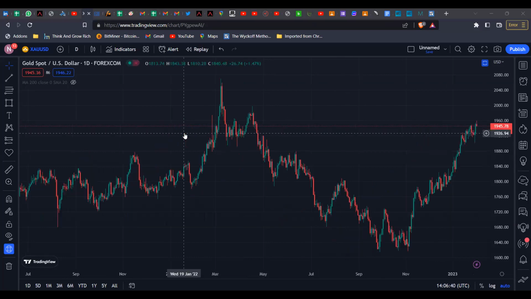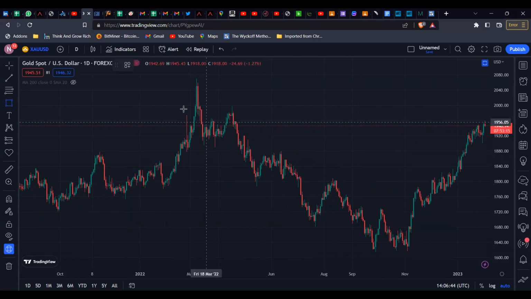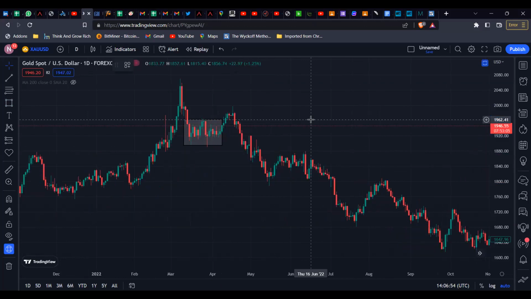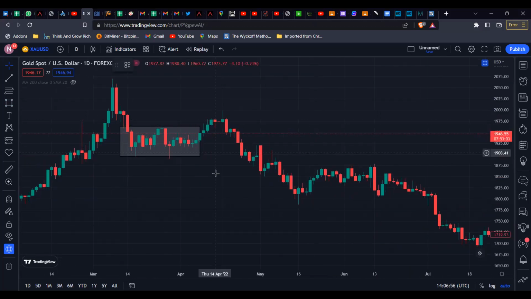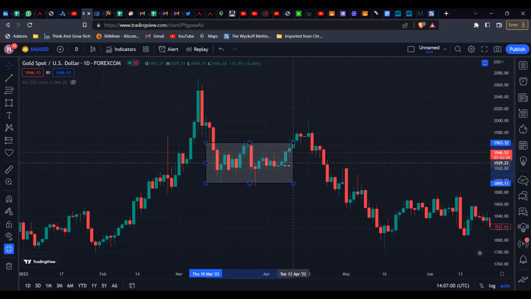Now, take for instance, I'm just looking at this and I'm already seeing something here. So let's draw. I'm going to just highlight this now. Let's look at this area, for instance, right? Let's call it consolidation. So let's color the box. I hope you can see this. Can you see this? Right? You should be able to see this clearly.